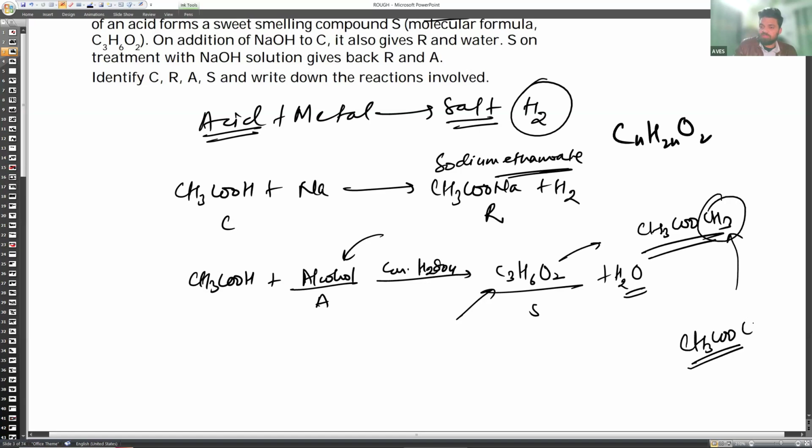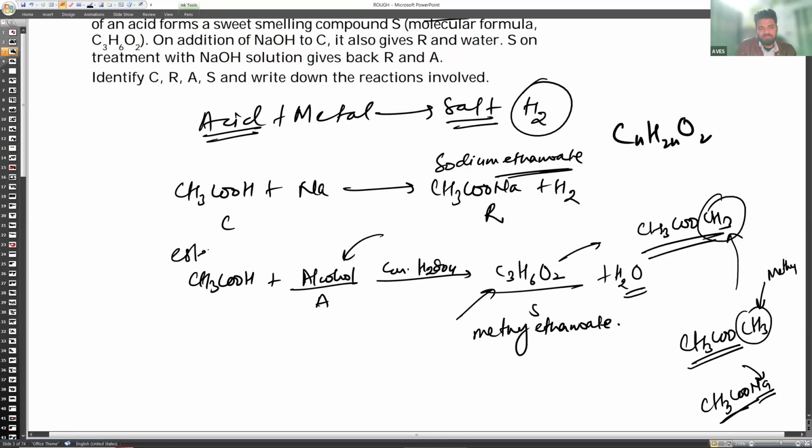Yes, because this group is CH3. If it is CH3COO with sodium, you write sodium ethanoate. You write the name of this group. Here, the name of this group is CH3, and CH3 name is methyl. So you will write methyl ethanoate. Now, this is an esterification reaction.